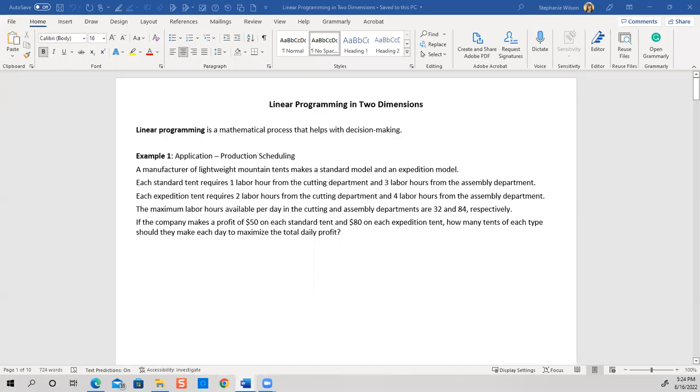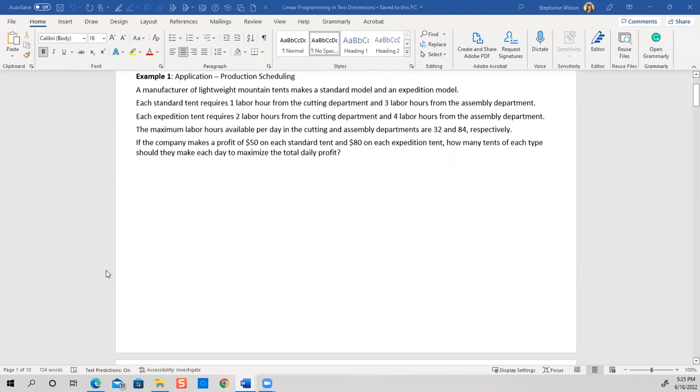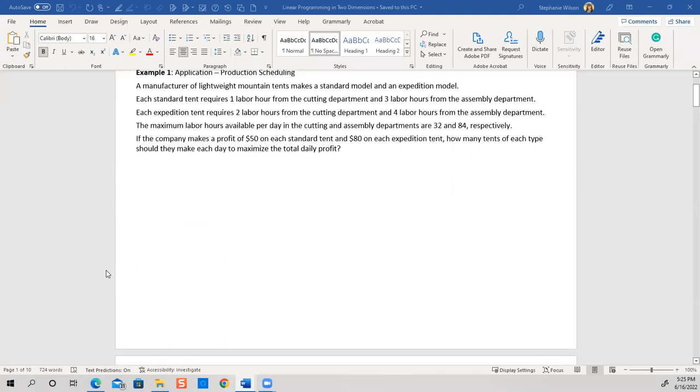Linear programming in 2 dimensions. Linear programming is a mathematical process that helps with decision making. So let's do application 1. A manufacturer of lightweight mountain tents makes a standard model and an expedition model.